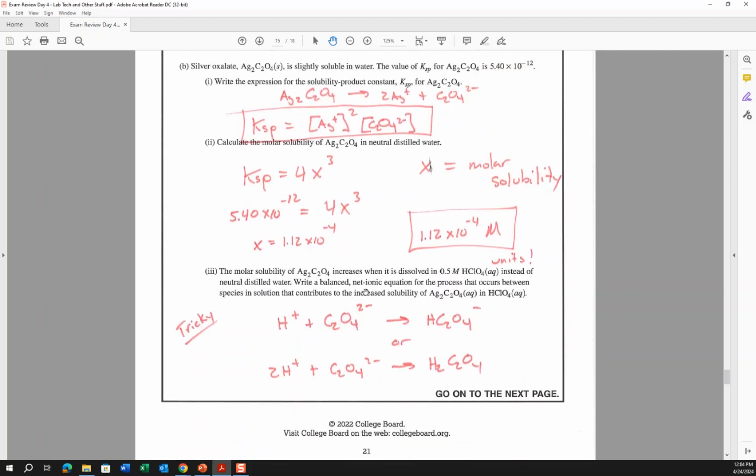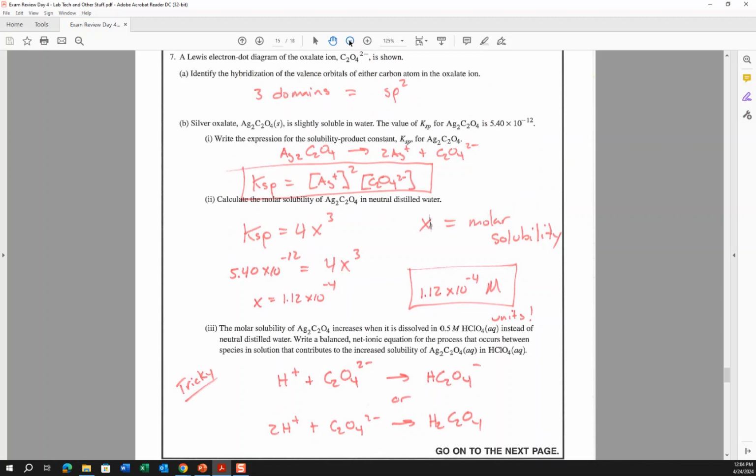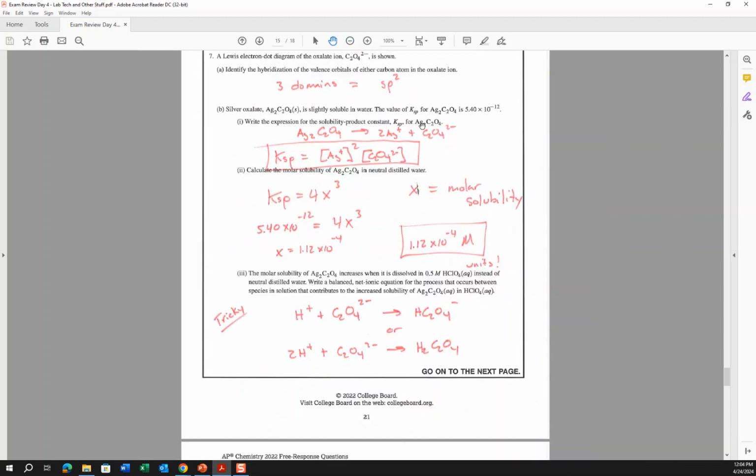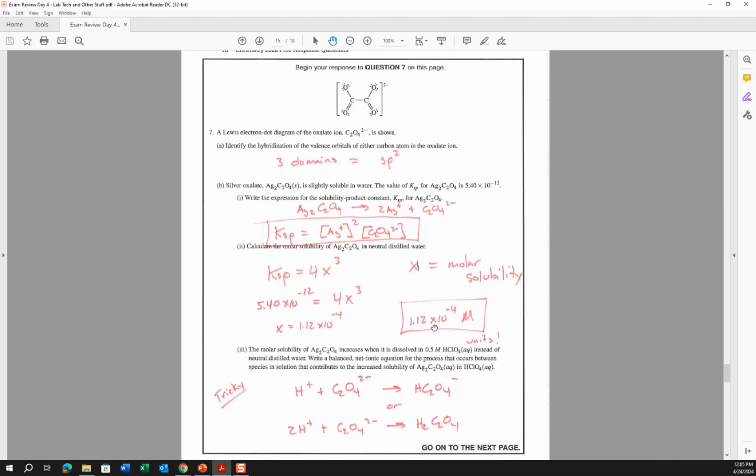Okay. Now, part 3 of this question is a little bit tricky, and it takes a lot of background knowledge that we should have, but we have to be able to apply it. So it's asking why does silver oxalate become more soluble in the presence of perchloric acid? So the first thing to recognize is this is a strong acid. So really it's asking why, when the solution's acidic, when there's a lot of H plus in solution, does this become more soluble? Or why is it more soluble in an acidic solution?